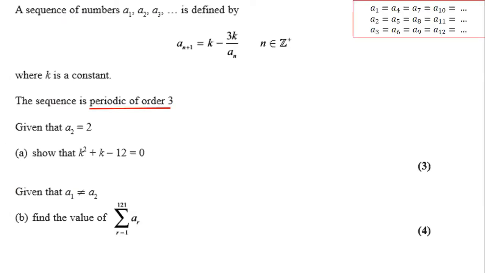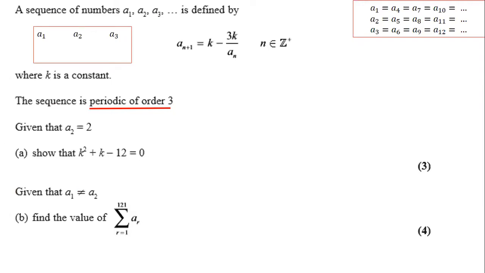So that means that the numbers repeat themselves every 3 times. So the first number is equal to the 4th number, which is equal to the 7th number, which is equal to the 10th number, etc. The second one is equal to the 5th, the 8th, the 11th, etc. The third is equal to the 6th, the 9th, the 12th, the 15th, etc. So I've written it horizontally at the minute. I could also write that vertically.